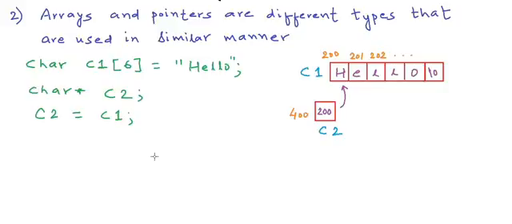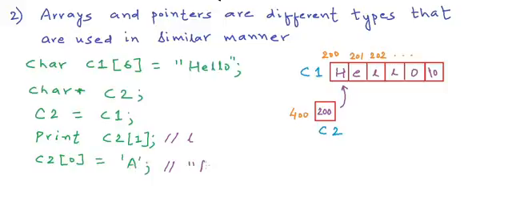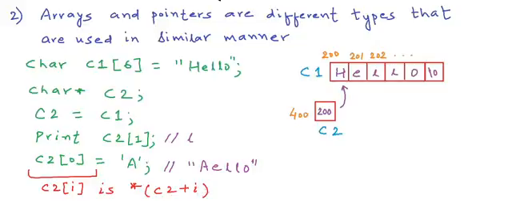Now we can use this variable C2, which is a character pointer, just like C1, to read and write into the array. So if I write something like print C2[i], let's say we want to print C2[1], then the output will be L. And we can even modify the array. Let's say we want to modify the character at 0th index to A. So the string will be modified and will become this. When we write C2[i] for any position i, it is nothing but *(C2 + i). So C2 is the base address. C2 plus i will take you to the address of the ith element.